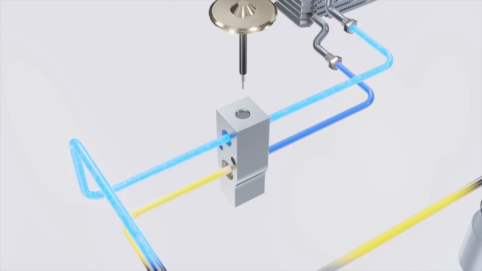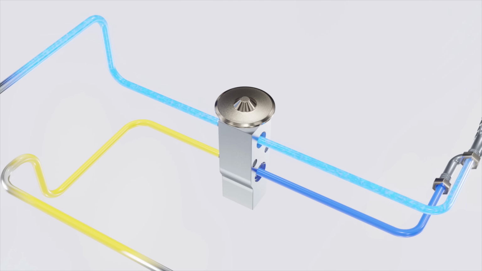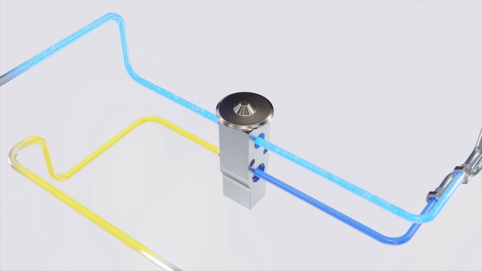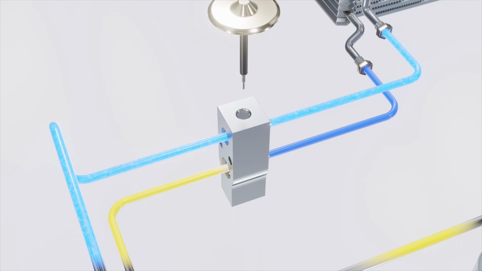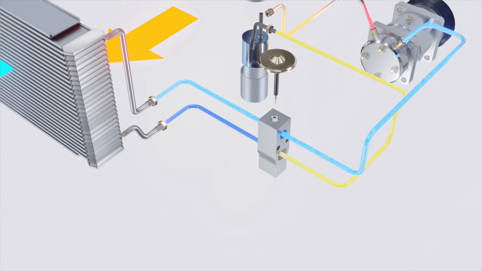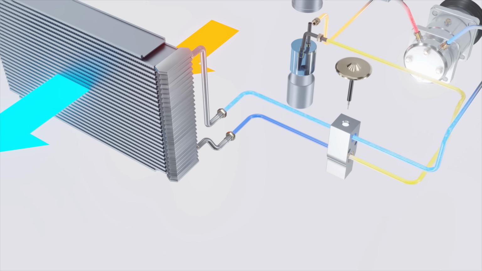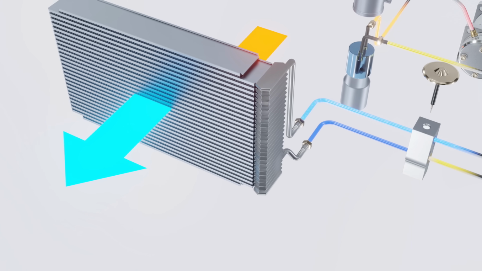So at this point, it comes out in the form of a mist from the expansion valve into the air conditioning pipeline. The refrigerant is now at a low pressure and low temperature. It's now nearly ready to cool the interior of your car and now needs to pass through the evaporator.